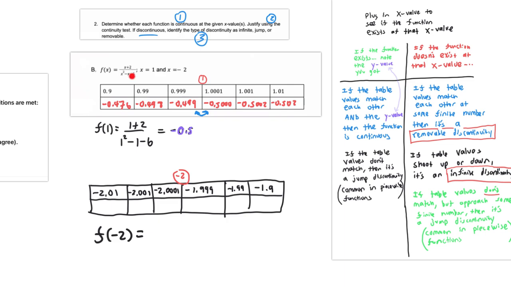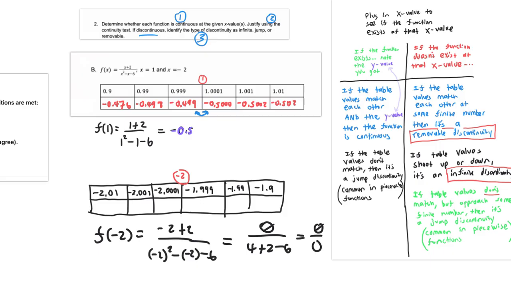Again, the function's right here. That's going to be -2 plus 2 on top, and -2 squared minus -2 minus 6 on the bottom. That is going to be a 0 on the top. We would have 4 plus 2 minus 6, and that's going to be a 0 on the bottom. It's the presence of this green 0 on the bottom that is the problem, because now we know it's undefined. When you plug in the x value of -2, the function itself is undefined.